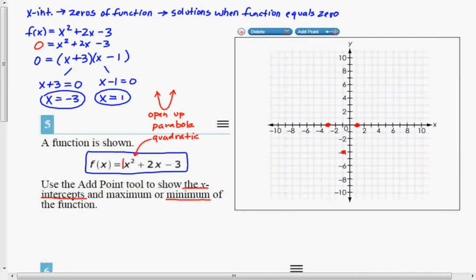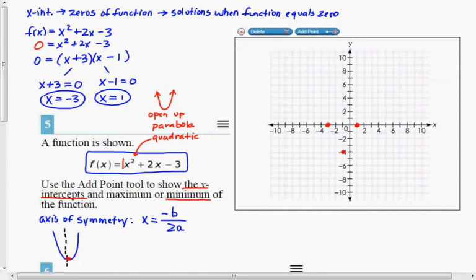The other piece of information they asked for was the coordinate of the maximum or the minimum of the function. If you've spent time working with quadratic equations and parabolas, then you know that you can find the axis of symmetry for that graph using the equation x equals the opposite of b over 2a. The axis of symmetry is the vertical line of symmetry, and it always passes through the minimum or maximum point, the vertex of the graph.